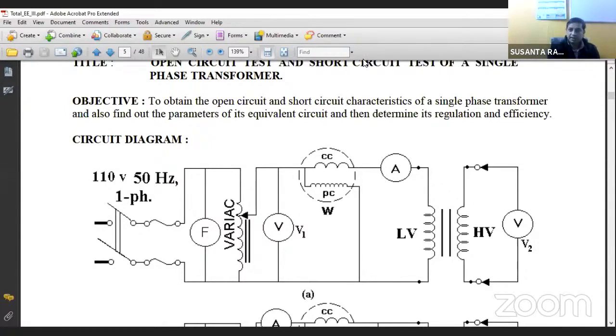One more chat I am getting. Okay, is that clear? So that is the reason for which we perform this test at the rated voltage.